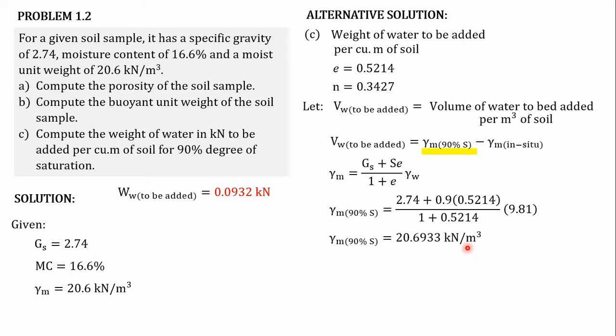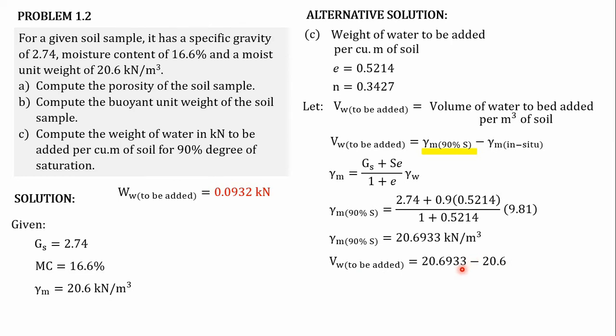Kung degree of saturation niya is greater than 0 and less than 1, that will represent the moist unit weight of soil. Kung S niya is equivalent to 1, that represent saturated unit weight. Kung S niya is 0, that represent the dry unit weight of soil. Okay, gets nyo?